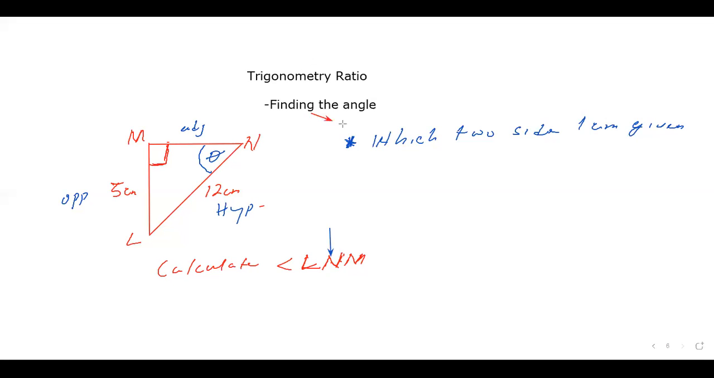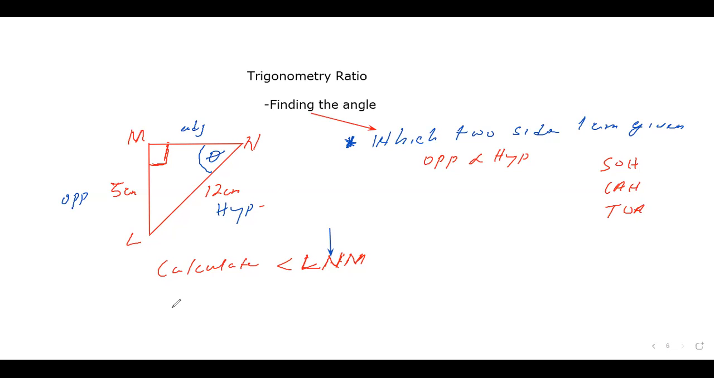To find the angle, you ask yourself this question: which two sides am I given? Can somebody tell me which two sides we are given here? Opposite. So we have been given opposite and what? Hypotenuse, right? We are given opposite and hypotenuse. Then the next thing we do is the same. Which formula are we going to use? We have SOH, CAH, and TOA. So which formula has opposite and hypotenuse?